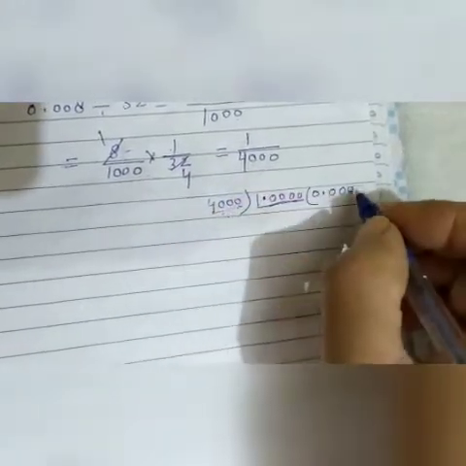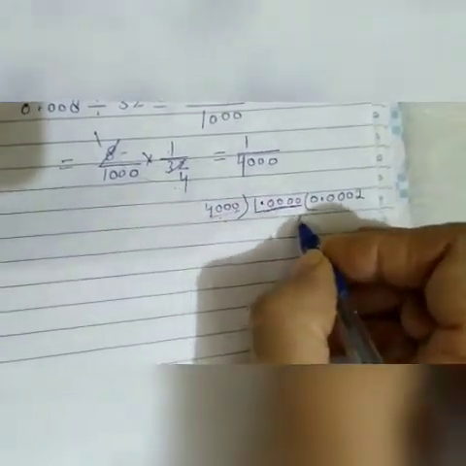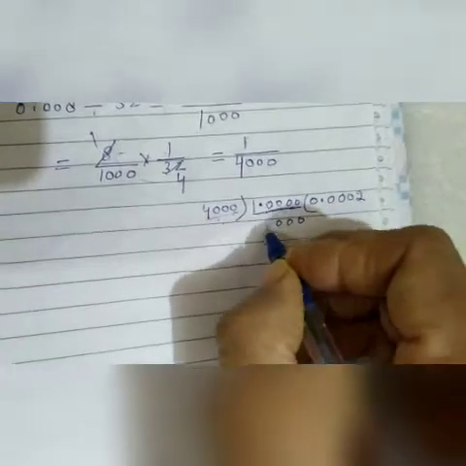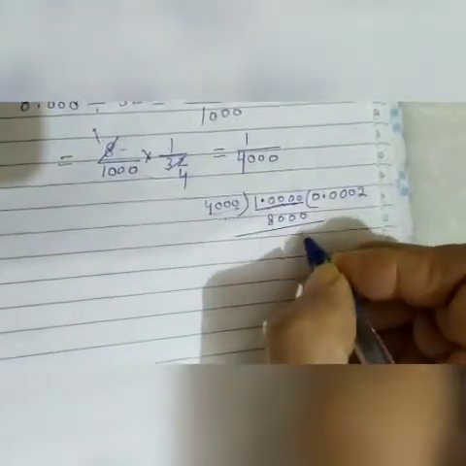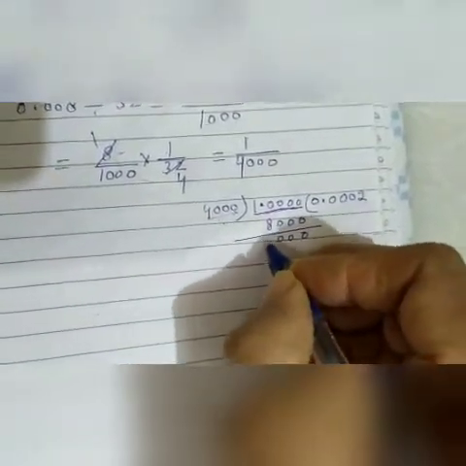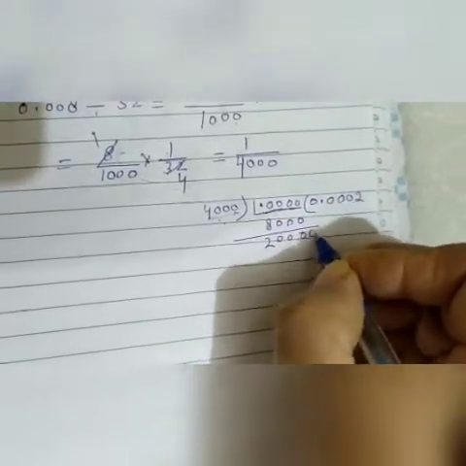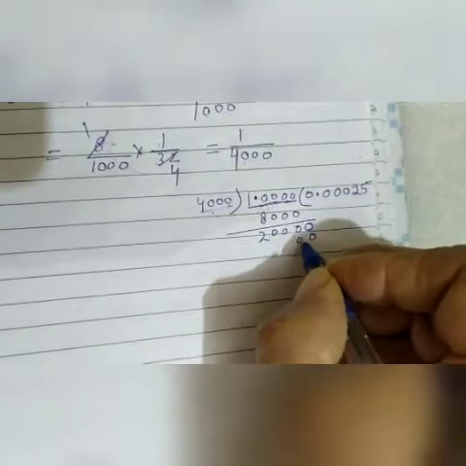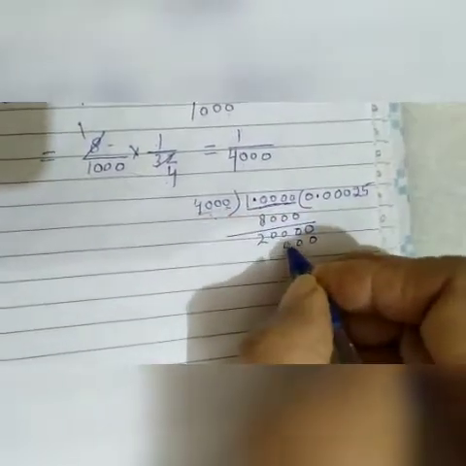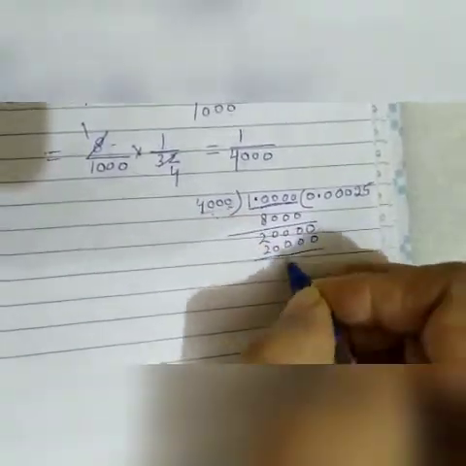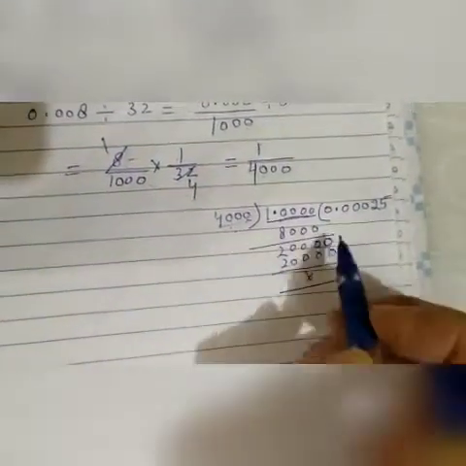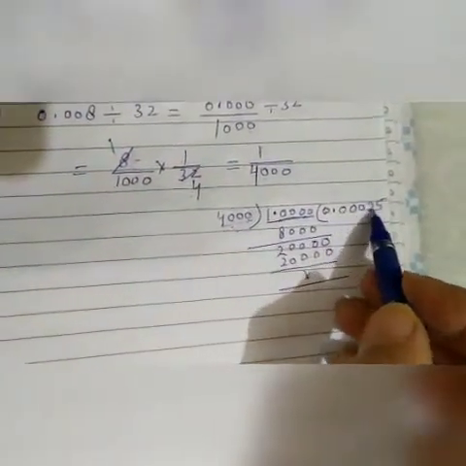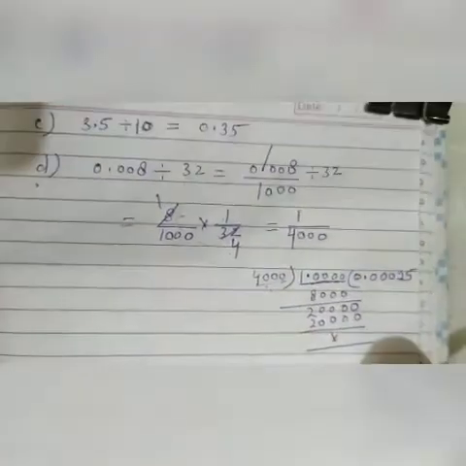4000 1s are 4000, 4000 2s are 8000. It will be 8000. Now subtract it. It will be 2000. Add one more 0, then it will be 5 times 4 is 20. Clear? So the answer is 0.00025.